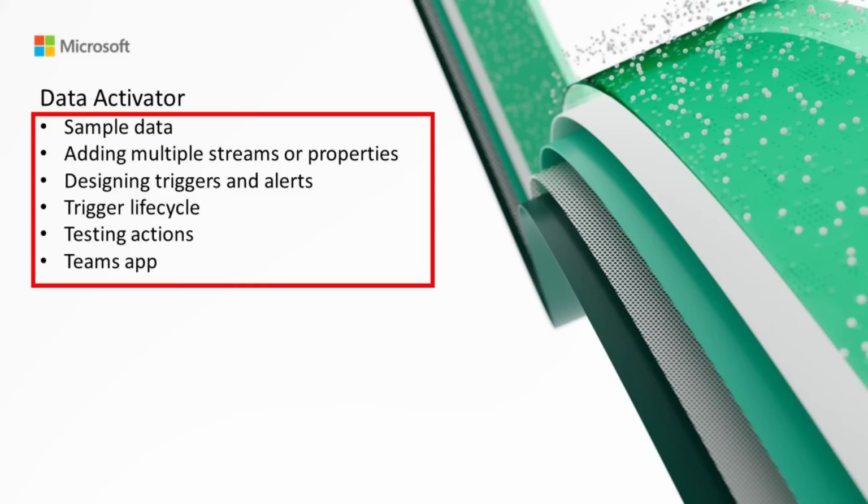Teams app. Data Activator can now send alerts to you from our new Teams app. To install it, search the Teams store. A Teams administrator can set it up for everyone in your organization if you need to deliver messages broadly rather than each user installing it themselves.